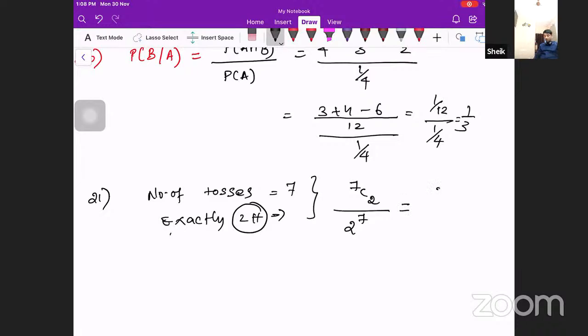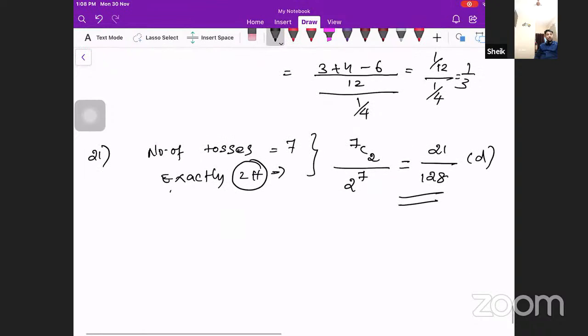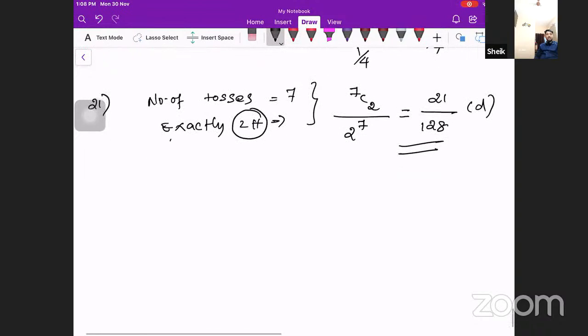What is it? 7C2 by 2 power 7, which is nothing but 21 divided by 128. This is what our option D. Is it clear, my dear?